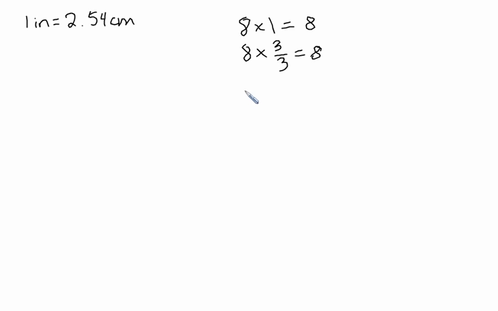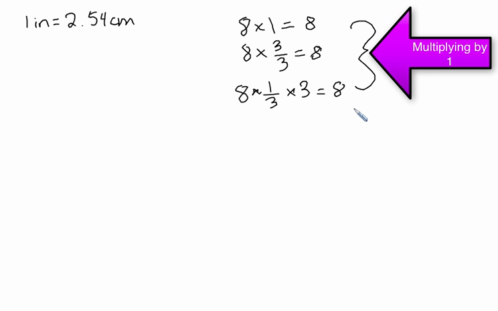Alright, now if we're going to take it one step further, if we multiply the number 8 times a third times 3, the 1/3 and the 3, if you multiply those two together, you get 1. So the answer that you are left with is 8. Now, this is what we call multiplying by 1. Okay? And this is quite possibly the most crucial step that we are going to use in unit conversion.